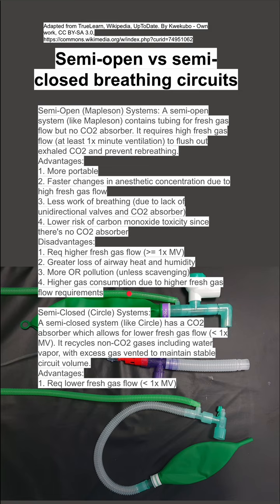The semi-closed system is like a circle circuit. It has a CO2 absorber, so it allows for lower fresh gas flows less than 1 minute ventilation worth of gas, and it recycles non-CO2 gases like water vapor. You can have lower fresh gas flows, as we said, less than 1 minute ventilation. You have better preservation of airway heat and humidity since you're recycling that gas in a circle.